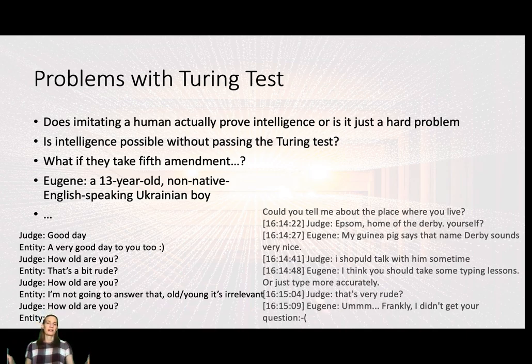Another system that was widely advertised as having beaten the Turing test was meant to mimic a 13-year-old, non-native English-speaking Ukrainian boy. Under those premises, the human interacting with the system knew that the boy wouldn't have perfect English. He would be from a different country. He's young, so he doesn't know too many things yet. So, for instance, can you tell me about the place where you live? Epsom, home of the Derby. Yourself? My guinea pig says that the name Derby sounds very nice. It's the kind of response a young boy might give. It doesn't make sense as an answer, but it sort of makes sense as what a child would answer.